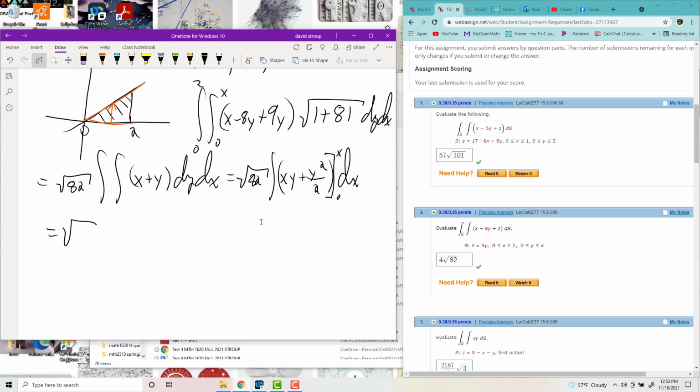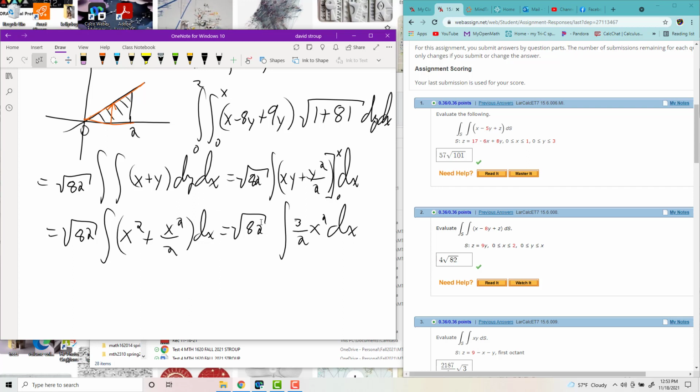So we'll end up with square root of 82 times the integral of x times y, which is now x, so x squared plus x squared all over 2, and then minus 0. We can simplify that: square root of 82 integral, 2 halves plus 1 halves is 3 halves, so I'll have a 3 halves x squared dx. You can factor out the 3 halves, you get 3 square root 82 all over 2, and then I have to integrate x squared, so that's going to be x cubed all over 3 from 0 to 2.